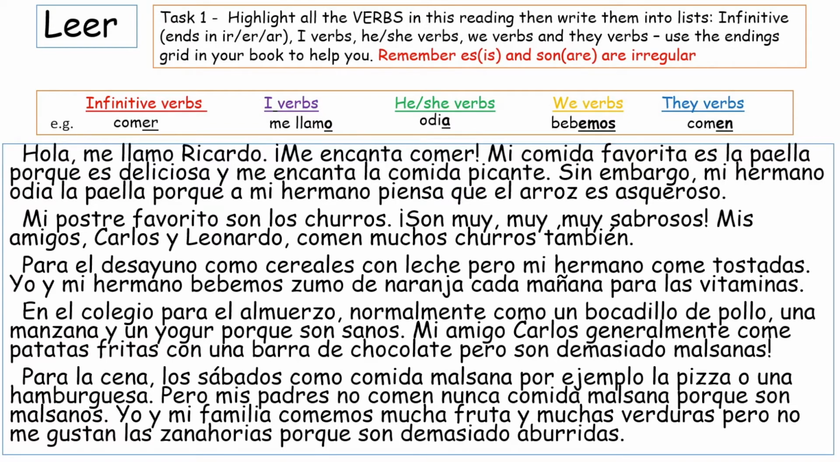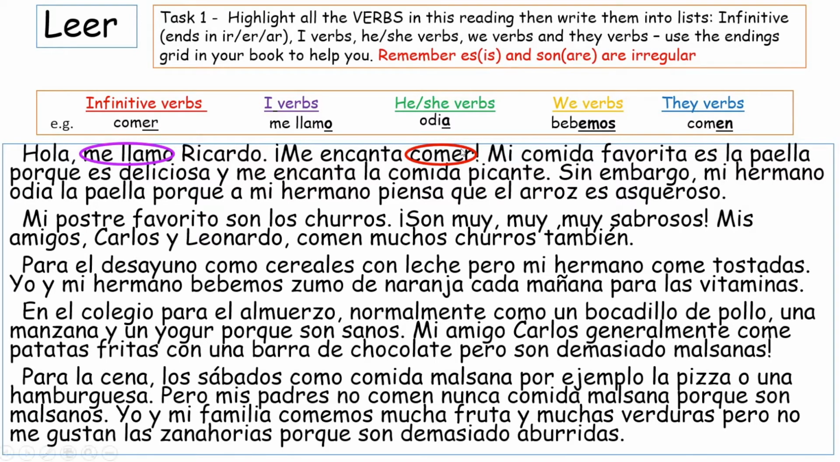Right. So you've either written those lists out into your books, or you've typed them onto the Word document, or you've written them onto the Word document if you printed it. So we'll go through them now. We should have me llamo as an I verb. Literally, I call myself. It's how they say my name is. It's what we call a reflexive verb. We'll learn about that later.